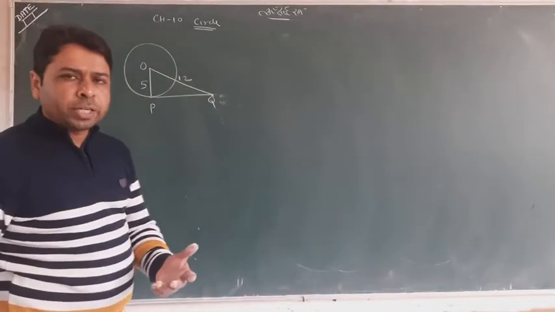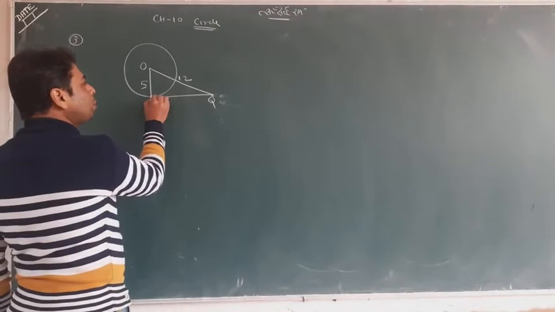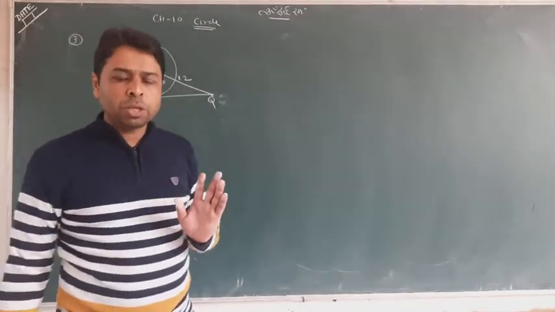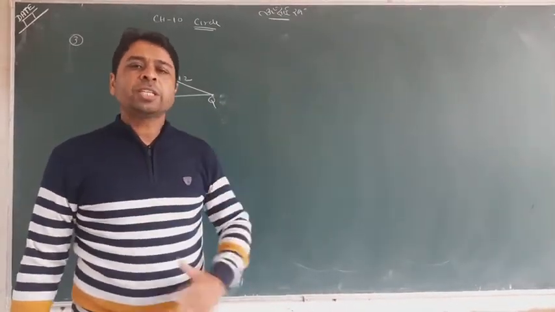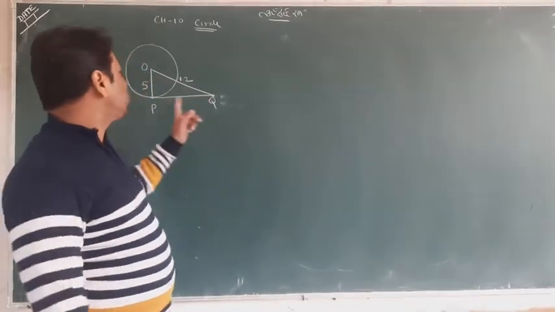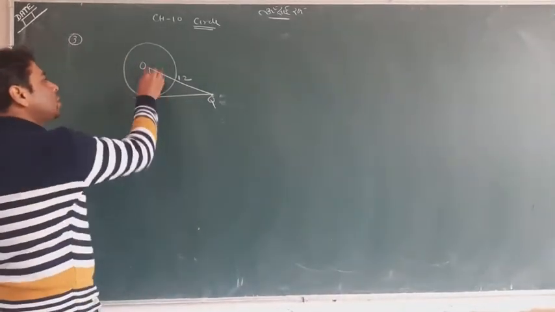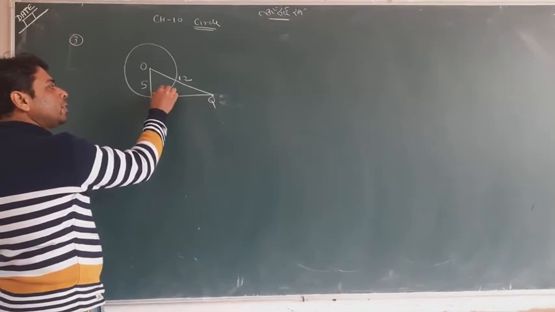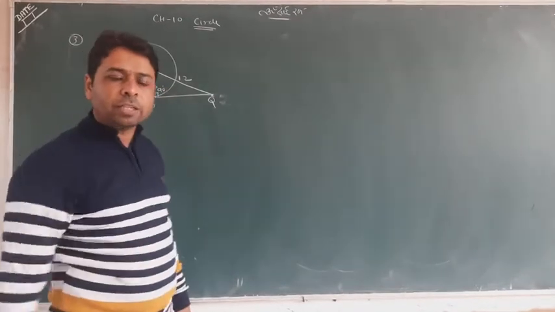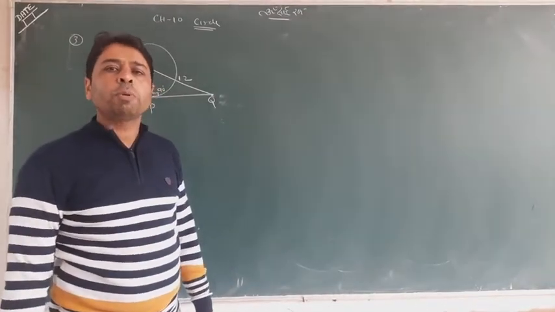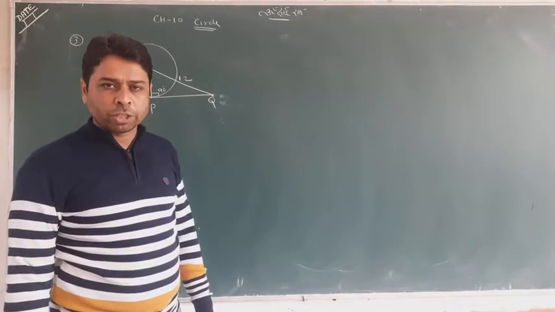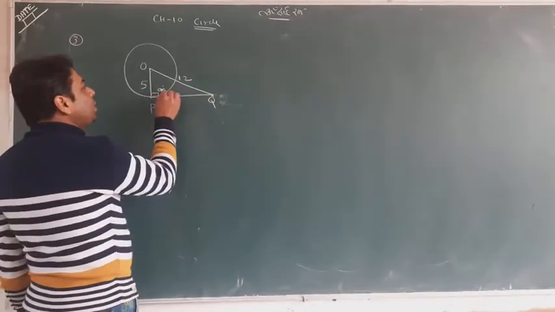One can simply predict the question. One should know P is the point of contact. It is an objective question, so I am not stretching it too long. P is the point of contact. This is a radius, so this is going to be 90 degrees. One should know, as we just read in the concept, that the radius is always perpendicular to the tangent at the point of contact. So this is 90.